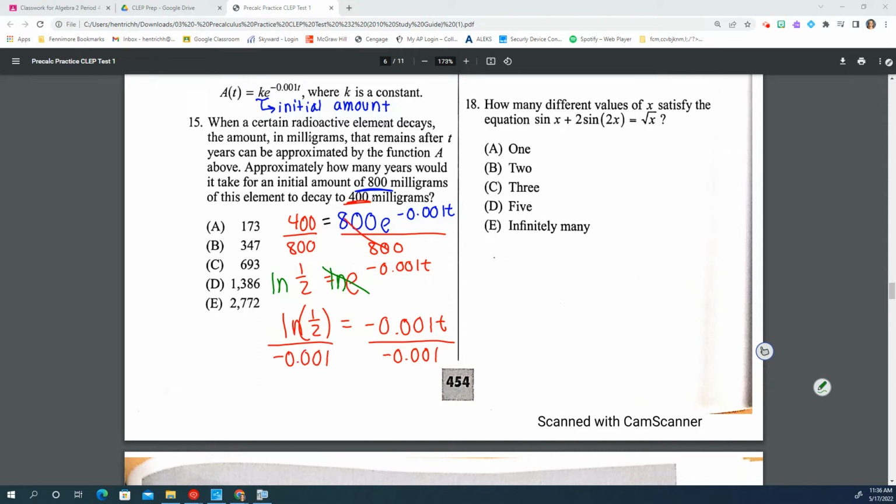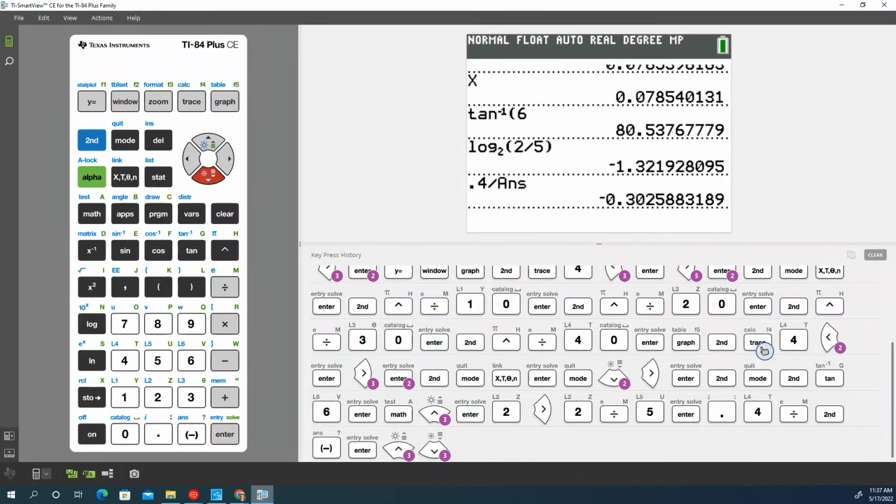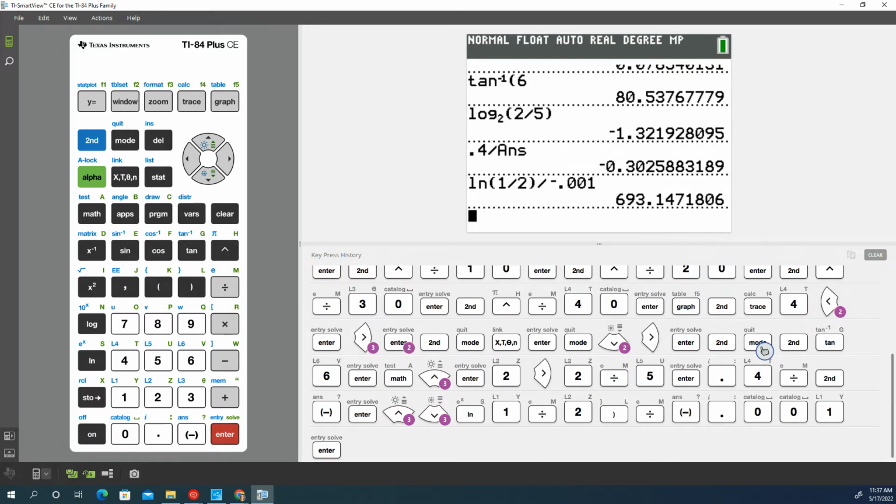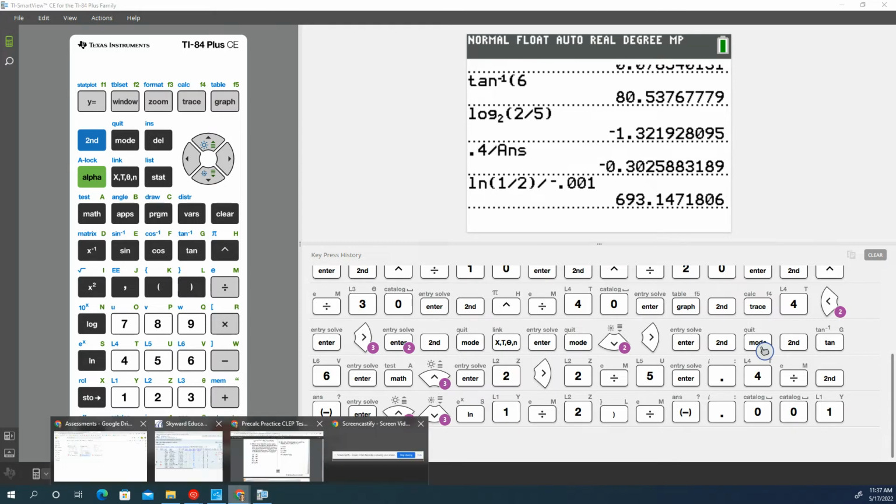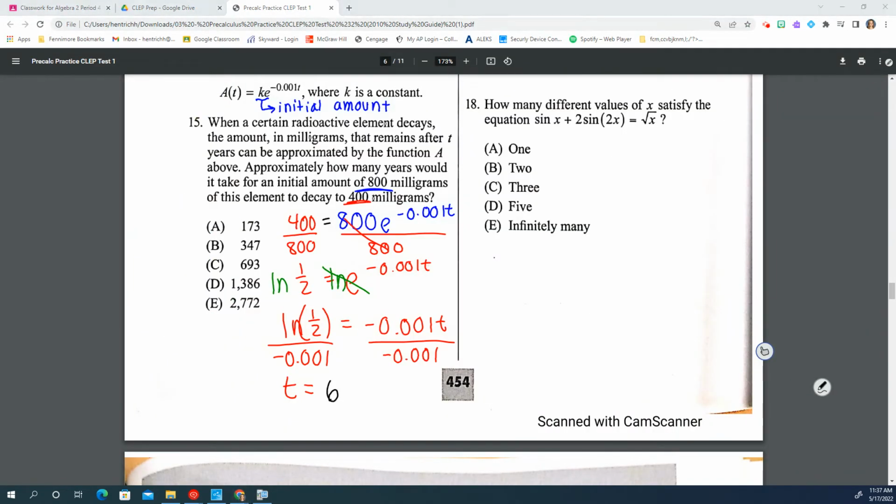Remember, I always made you write your answer both ways. I made you write this and then the decimal. Because this is one quick, easy way to type this all in your calculator. The natural log of 1/2 divided by negative 0.001. So that would be C. 693 years. C.